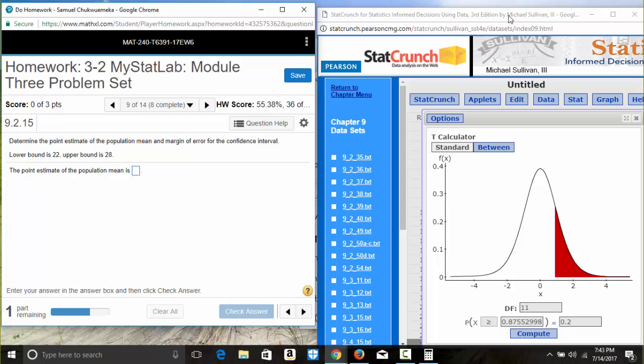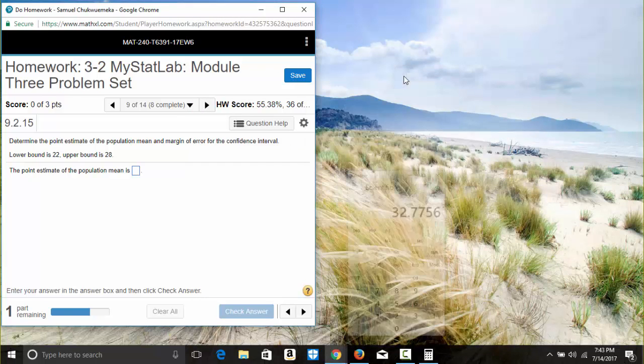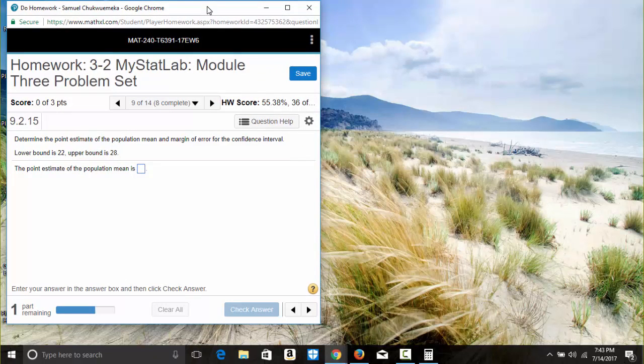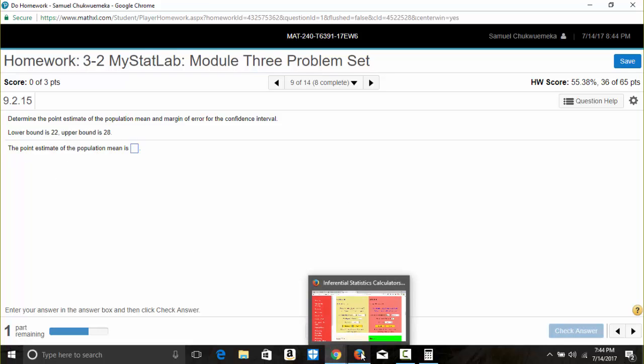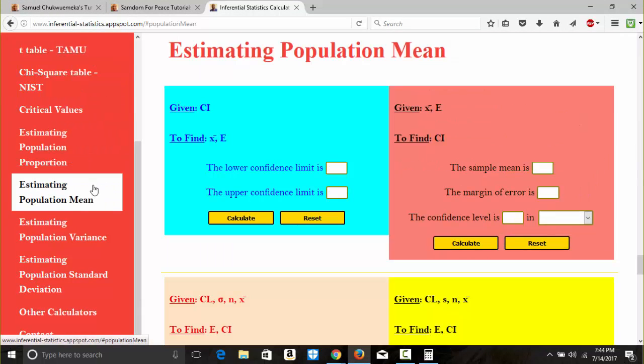Okay? And that's it. All right. Next question. Determine the point estimate of the population mean and margin of error for the confidence interval. So they gave us the lower bound and upper bound. You do this one with my calculator. You scroll down here to estimating population mean.